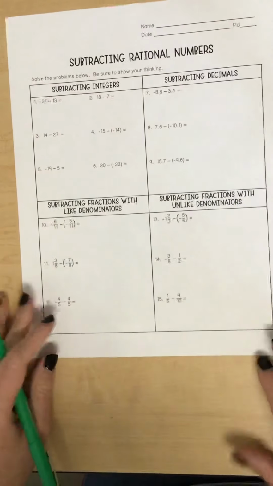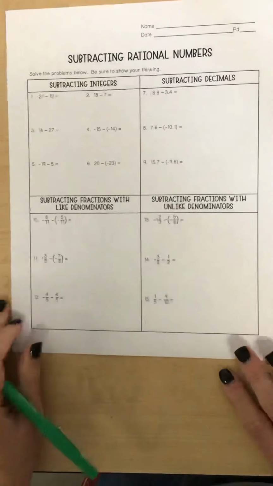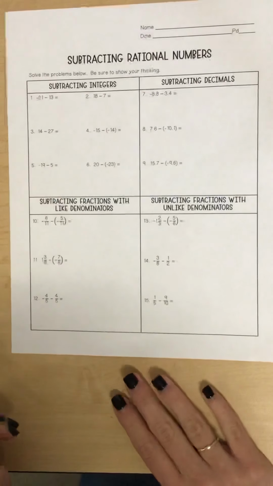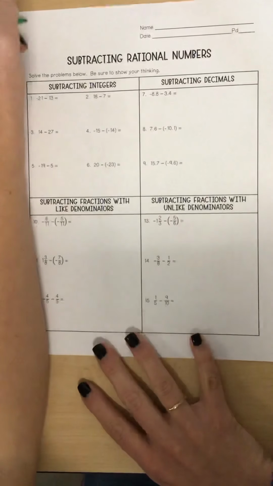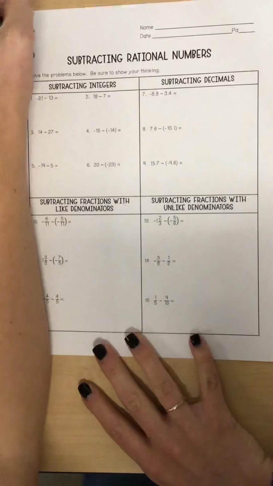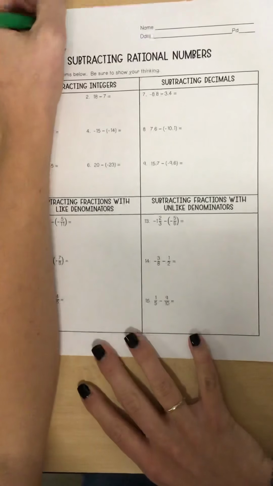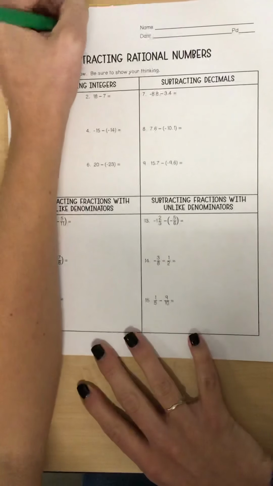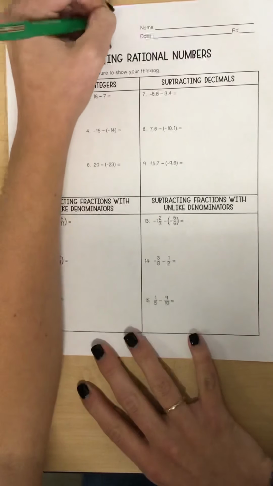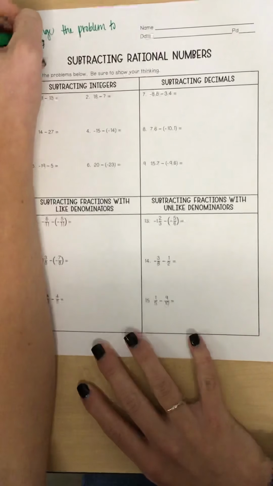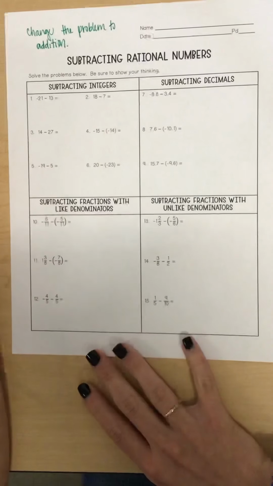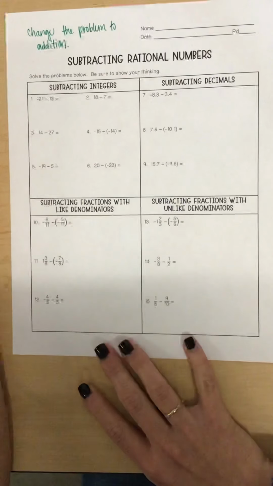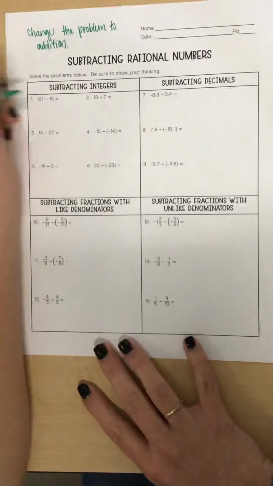And now we're on subtracting. So, subtracting, you know your rules. You just have to actually apply them when you subtract with negatives. The first thing you're going to do is change the problem to addition. It's very important that you do that. Again, it helps you decide if an answer is positive or negative, okay?